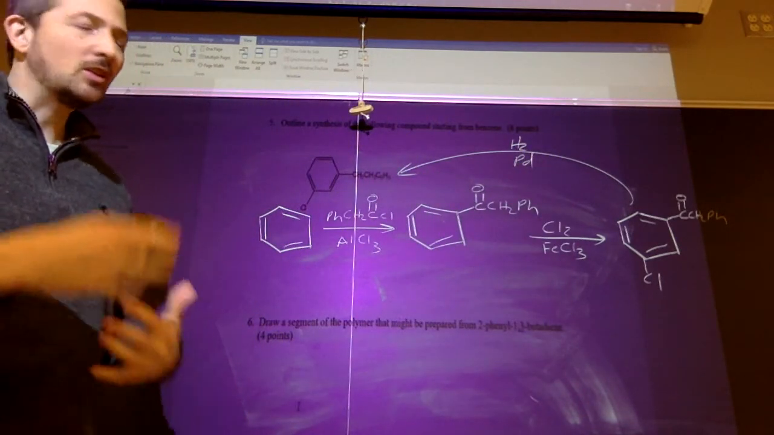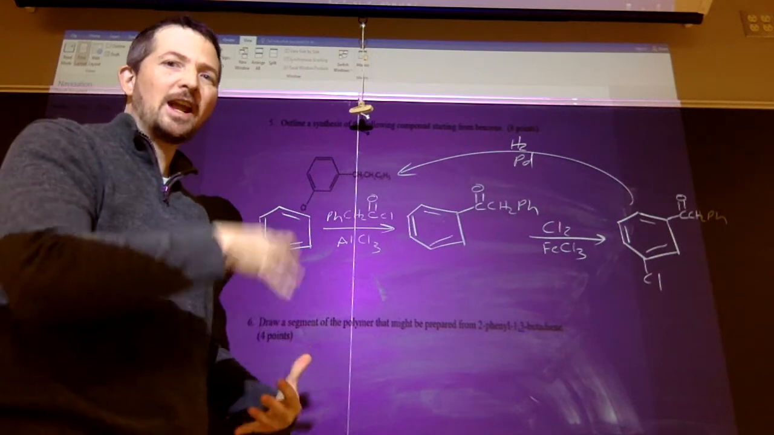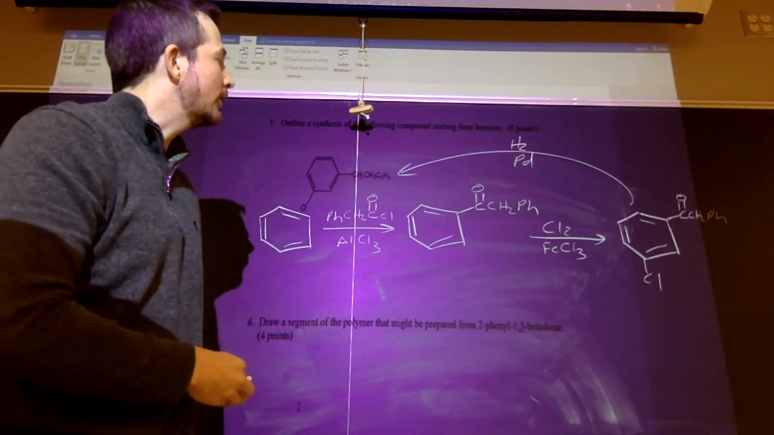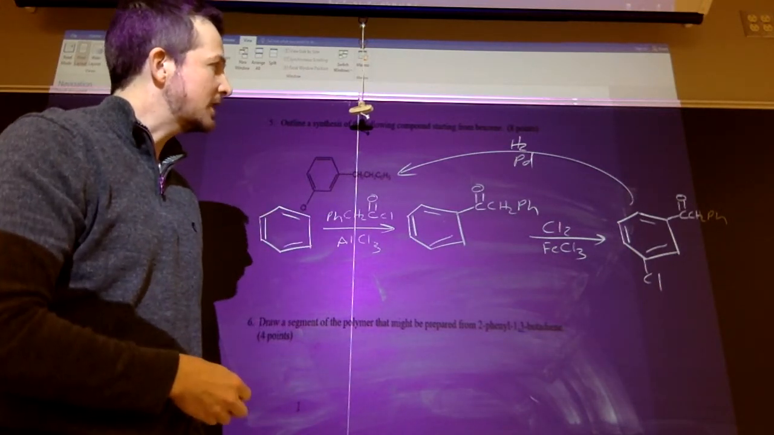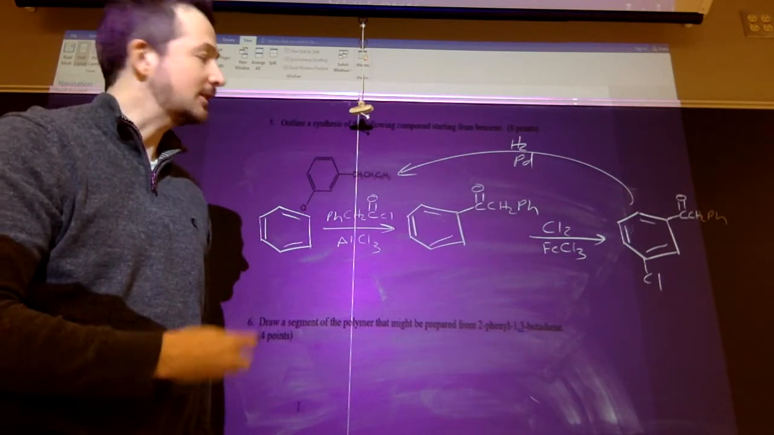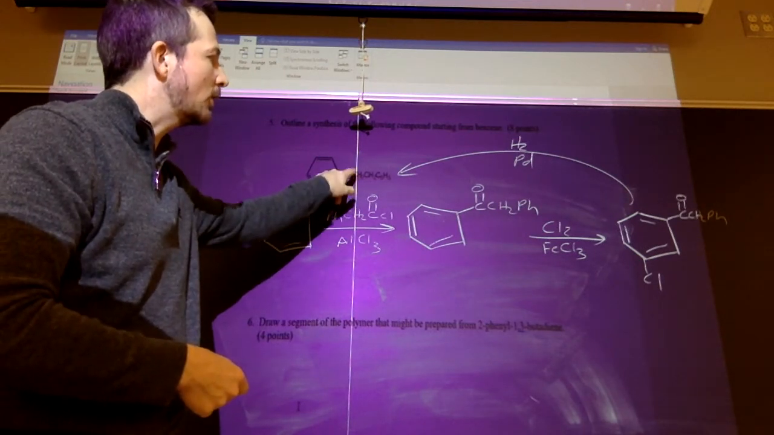Remember, carbonyls adjacent to a benzene ring are activated by the benzene, or they're susceptible to hydrogenation, so you can get rid of your carbonyl basically. So it converts it to your CH2, reduces it all the way to the CH2.